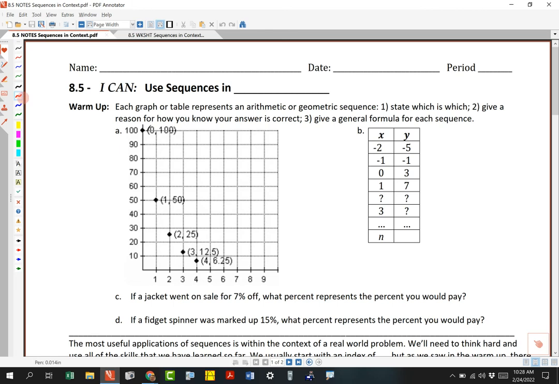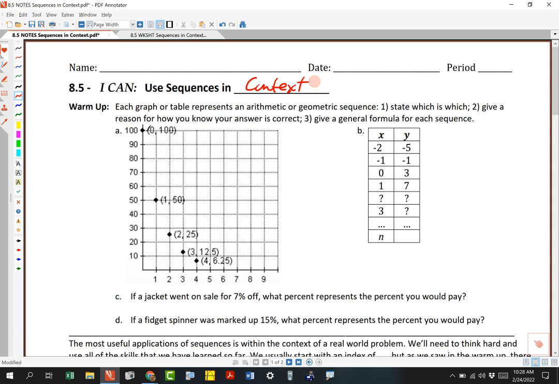There we go. Okay, so the topic is I can use sequences in context. So would you write the word context right here? And we've talked about this before. This is similar to when we're learning new words. If we read something and we can figure it out from the setting, that's what we mean by figuring it out in context.